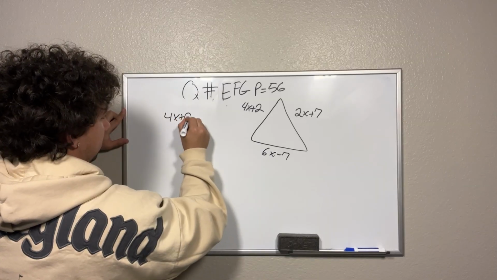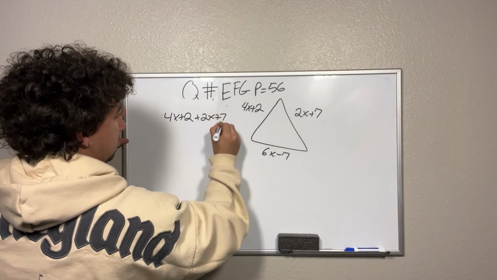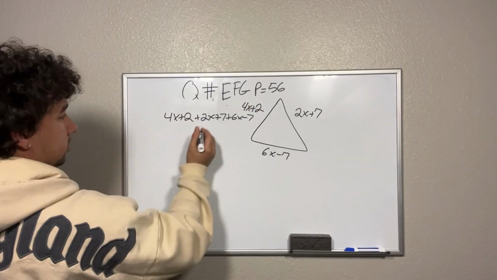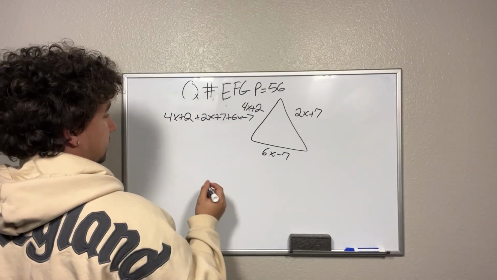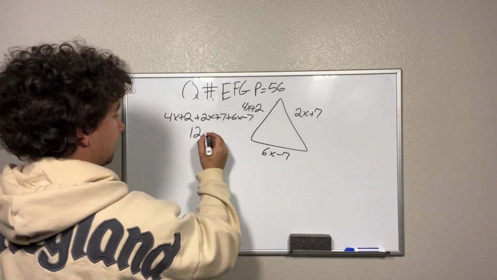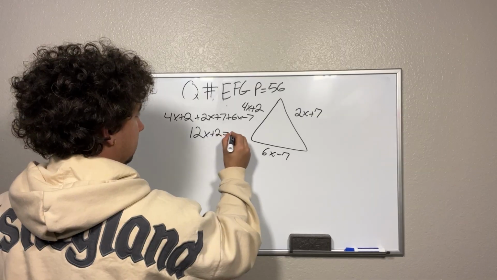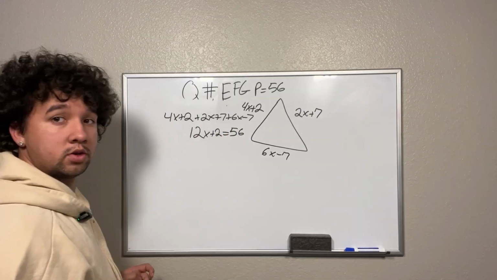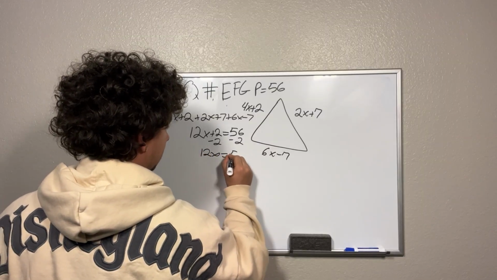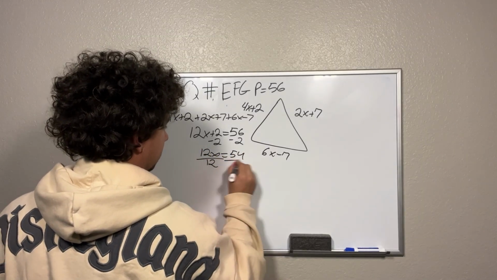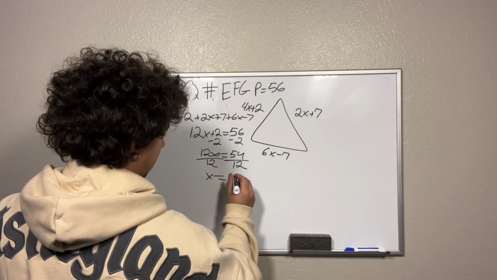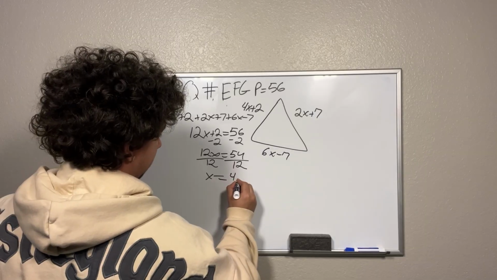4x plus 2 plus 2x plus 7 plus 6x minus 7 is going to equal 56. So 4x plus 2x, that's 6x, plus 6x, that's 12x. And 2 plus 7, that's 9, minus 7, that's going to be positive 2, so plus 2, equals 56. So from here, I'm going to subtract 2 from both sides. I'm going to get 12x equals 54. And then I'm going to divide both sides by 12, and that's going to give me x equals, well, this goes in 4 times, 48, and then 6 remaining, so 4.5.